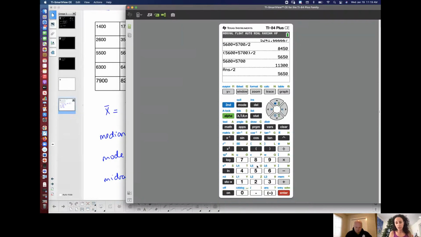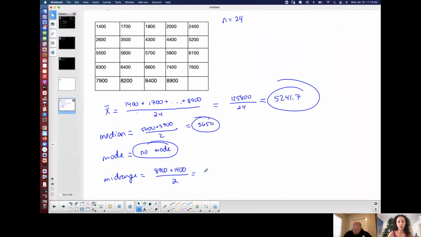So 8,900 plus 1,400. So again, you be careful with your order of operations on your calculator. 5,150. So I did the 8,900 plus the 1,400, and then I divided that answer by 2, and I got 5,150.